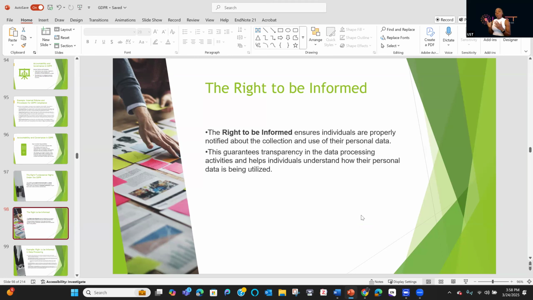Make sure you have a defined policy as to what you will be doing before even thinking of handling people's data. Okay. And that's why it says you have to inform them. This guarantees transparency in the data processing activities and helps individuals understand how their personal data is being utilized. Let me do this in reading mode.